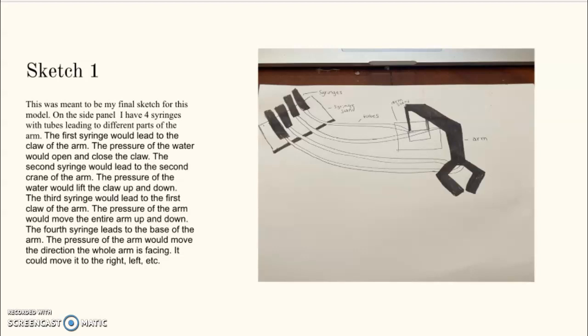So this is one of my final sketches that I decided to make my structure on. I have over here a panel with 4 syringes that leads to different parts of the arm. And the pressure from each syringe leads it to do a different thing. So for example, this syringe would open and close the arm. And this would move the whole arm entirely, like right to left.